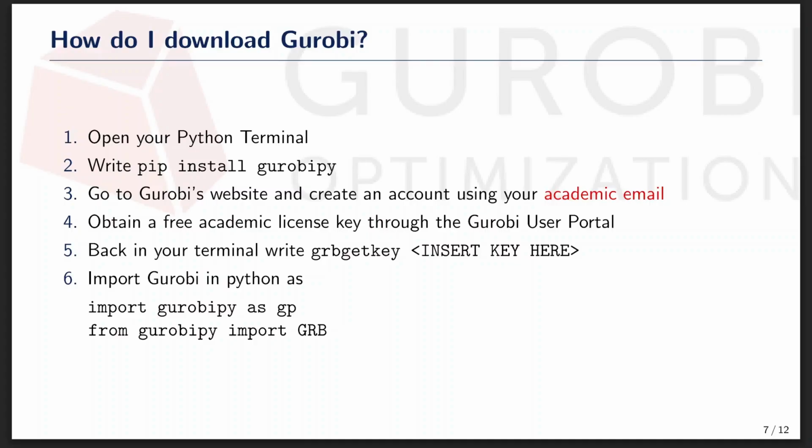So the steps I included on this slide are specifically for the Gurobi Python API, which is relatively simple to download. So we'll start by opening your favorite Python editor, and in your terminal write pip install gurobipy. After this, you'll want to go to Gurobi's website and create an account with your academic email. Next, to get the academic license, you'll want to be on an academic Wi-Fi network, such as the CMU network. And if the one you're on doesn't count as an academic network from Gurobi's perspective, then you'll need to use the CMU VPN and tunnel all of your traffic through it.